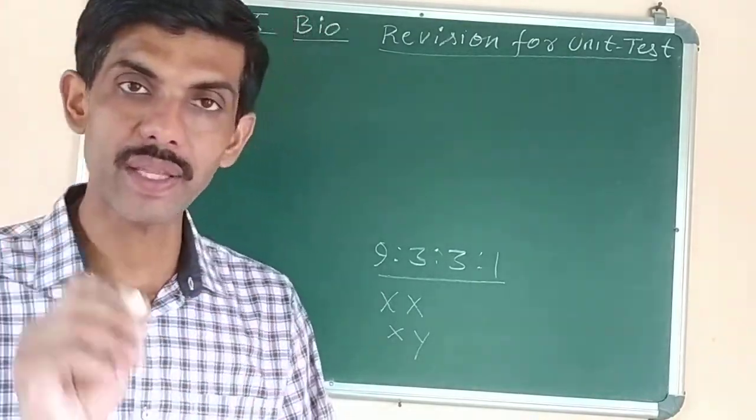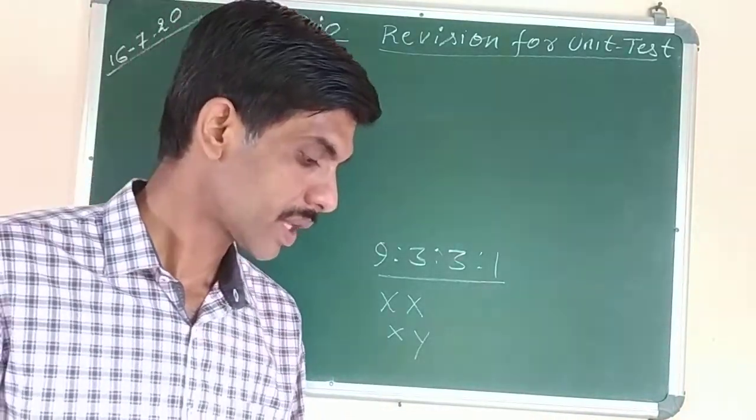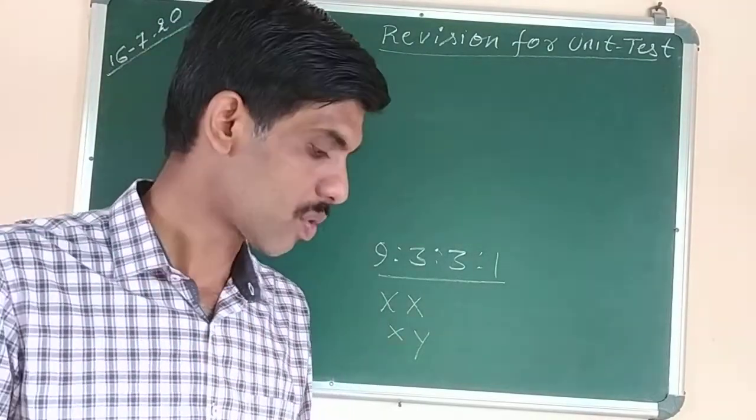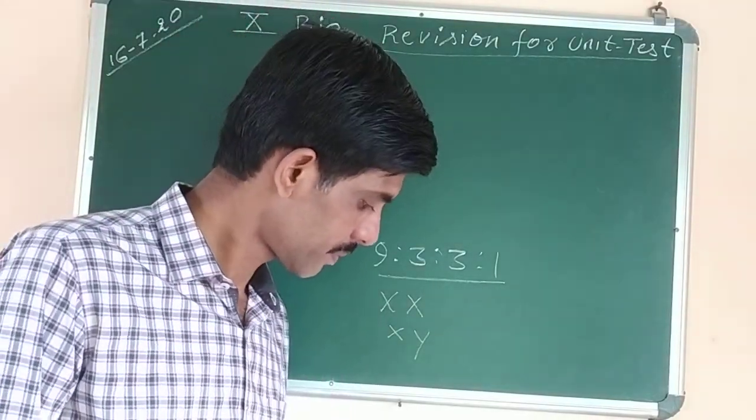Like mutation, if you write the answer, you will get 1 mark. If you write homologous chromosomes definition, 1 mark again.